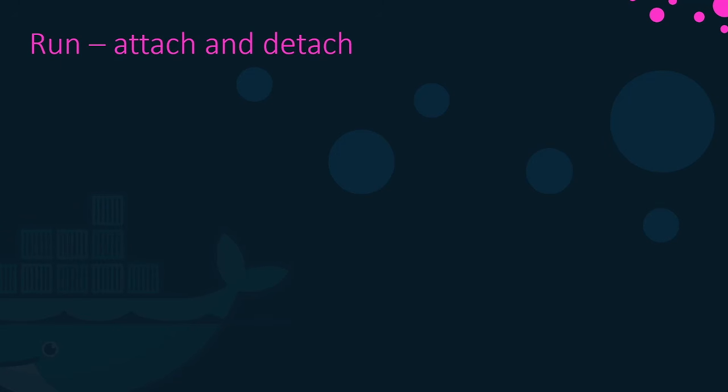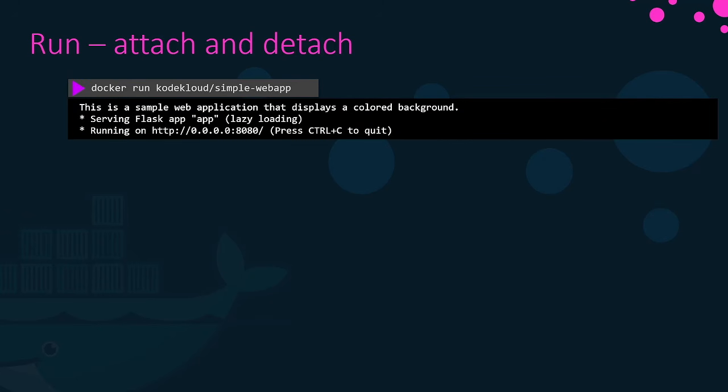Finally, let's look at one more option before we head over to the practice exercises. I'm now going to run a Docker image I developed for a simple web application. The repository name is codecloud/simple-webapp. It runs a simple web server that listens on port 8080. When you run a docker run command like this, it runs in the foreground or in an attached mode, meaning you will be attached to the console or the standard out of the Docker container, and you will see the output of the web service on your screen.